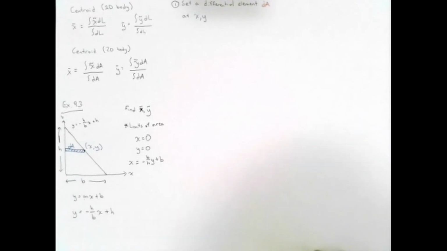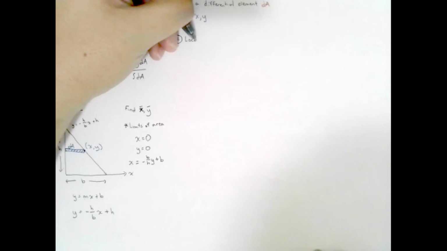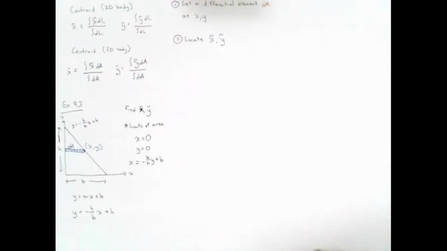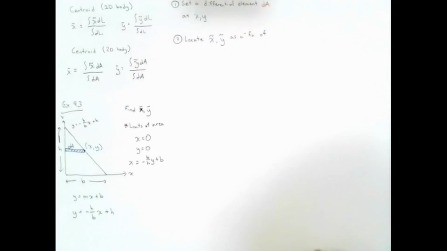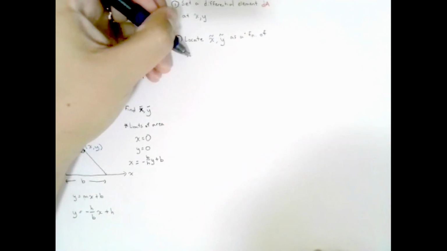So once we have set our differential element dA, the next step is to locate the centroid of this element. And remember that we're going to call the centroid of our differential element x squiggly and y squiggly. We're going to locate the centroid of this element as a function of x and y. In other words, we're going to locate x squiggly and y squiggly as functions of the location of the element.